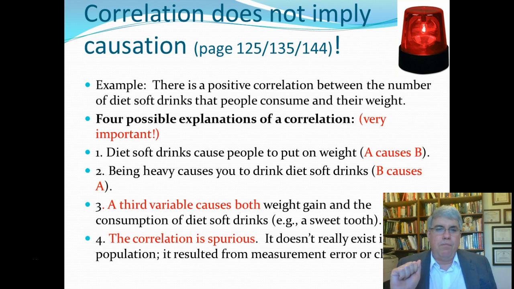Now, there are 4 possible causal explanations of a correlation. These are really important. These are worth memorizing. First of all, maybe it's diet soft drinks that cause people to put on weight. And that's the idea that A causes B. And that's usually what the media is saying, that since there's correlation, diet drinks cause people to put on weight. Therefore, you shouldn't drink that, go and drink the sugary stuff. Well, that's just one of 4 ways to interpret correlation.